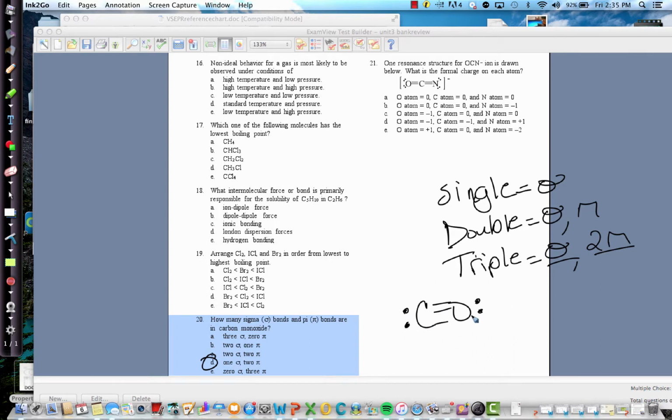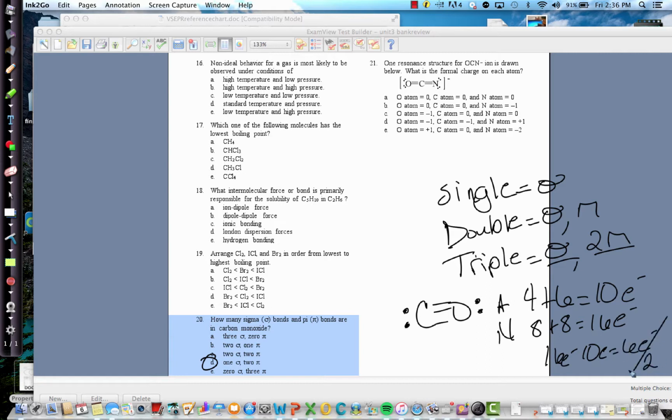So when you draw out this molecule, like I said, do the rule to see how many bonds you're going to form. So carbon has 4 valence electrons available to it. Oxygen has 6, so that's 10 available electrons. Well, they each want to have 8, so that's 16. 16 minus 10 available electrons would give me 6 electrons that are going to be shared, divided by 2, because each bond is 2 electrons. That would be 3 bonds, and that would show you that you will have a triple bond there.